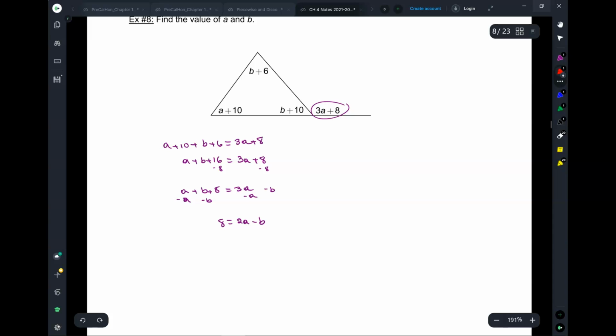Well, now we have A and B in the same equation, but is there another relationship between these angles that we missed? Yes, B plus 10 plus 3A plus 8 equals 180. Good. These 2 equal 180 together because it's a linear pair. Also all three of them together equal 180: A plus 10 plus B plus 6 plus B plus 10 equals 180. So here we go. 3A plus B is equal to 162.